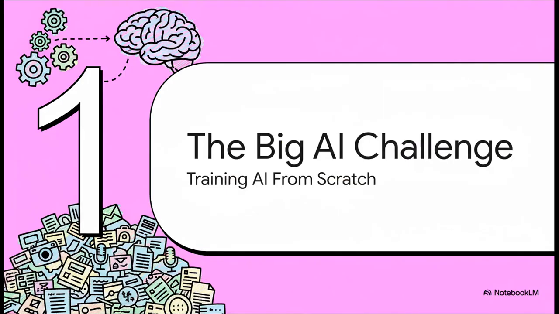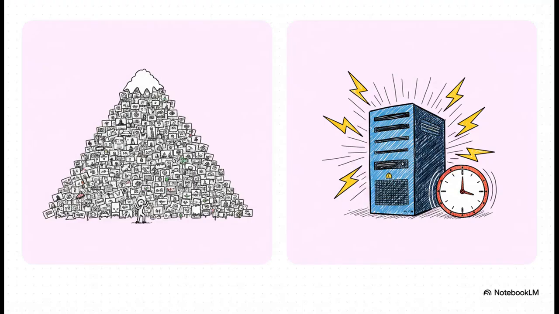Part 1, the big AI challenge. Just how hard are we talking when we say you want to train a brand new AI model from absolute zero? Well, it's a massive undertaking, seriously. To teach an AI just to recognize images, you need these gigantic data sets. Take something like ImageNet. We're talking over 14 million images, every single one labeled by a person. And then you have to throw just a ridiculous amount of computing power at it, often for weeks, sometimes even months straight. For most people, that's just not possible.